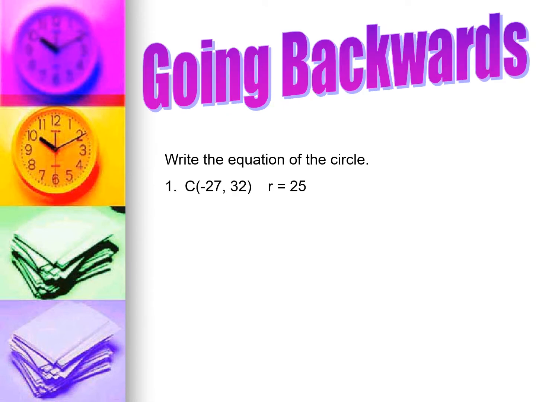Okay, what if you're asked to go backwards and they give you the center and they give you the radius and you have to find the equation? That shouldn't be too hard to do. You just have to copy the formula and fill in the appropriate spots. Fill in the 27 positive and the negative 32. And then remember the radius in the formula, you have to square it. So 25 times 25 is 625. All right, not too tricky at all.